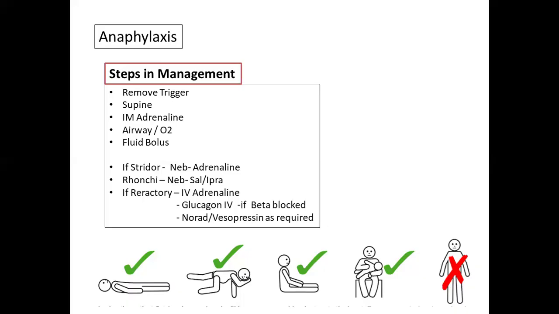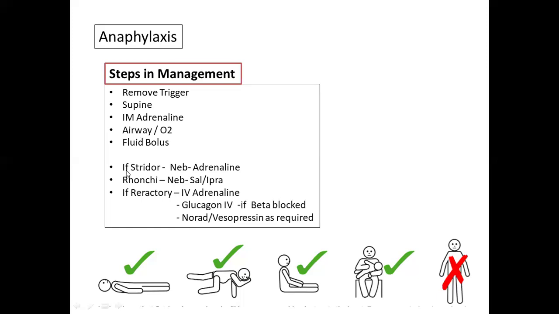First step is remove the trigger. If there is some drug-induced anaphylaxis in a ward, you should stop the drug. And second thing is keep the patient supine, not seated. The third thing is give IM adrenaline to the anterolateral thigh. That is the route of choice. And after that, open the airway, give oxygen, IV cannula and fluid bolusing.